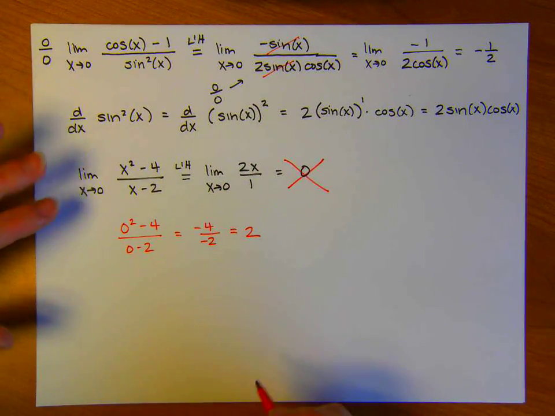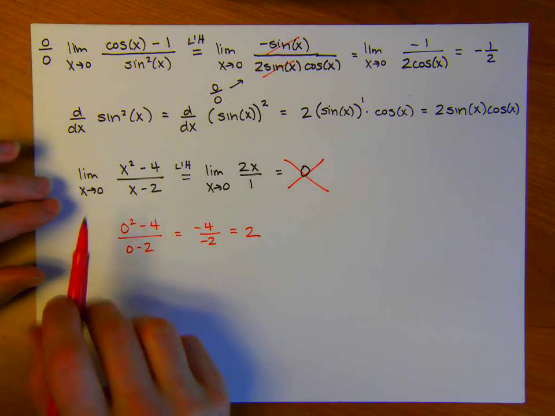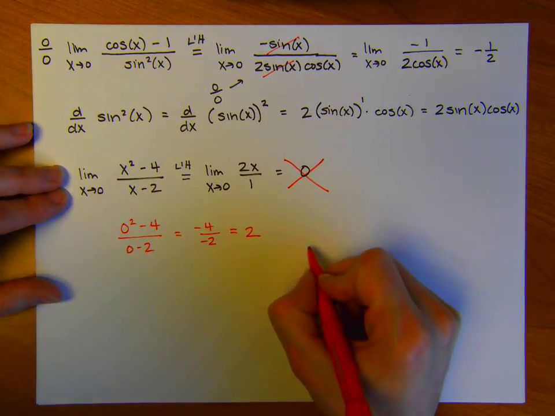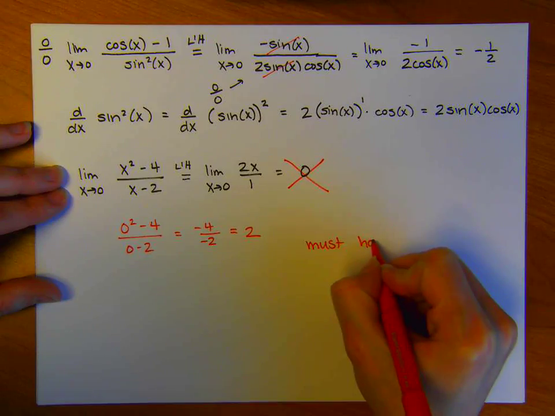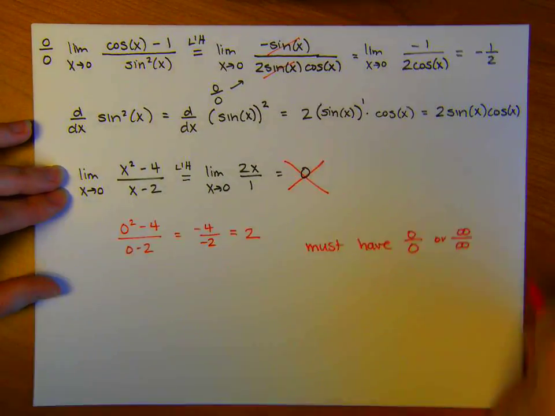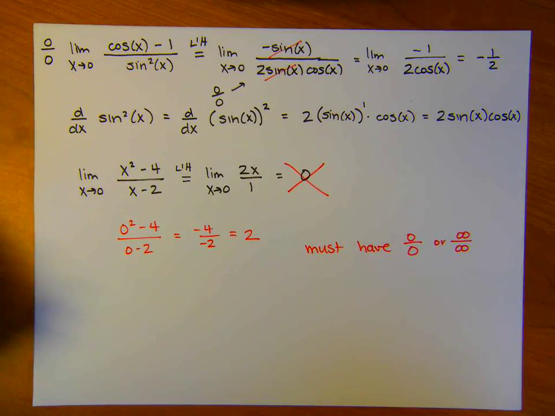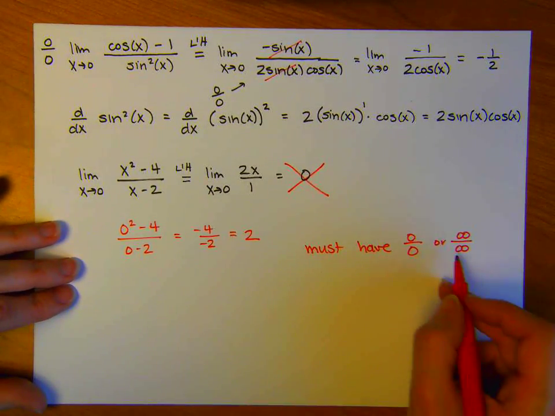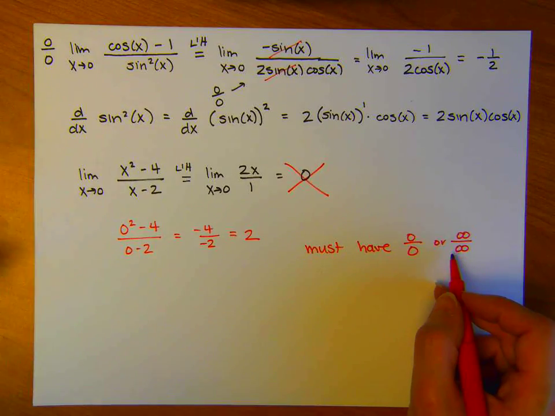So again, I just wanted to emphasize again that in order to apply L'Hopital's, you must have 0 over 0 or infinity over infinity. So your first step should always be to check if you meet that indeterminate form. And if you do, then you can apply L'Hopital's rule.